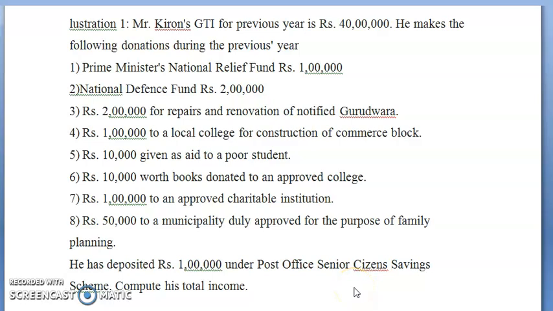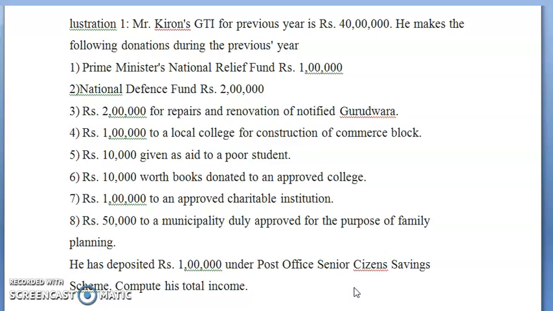Hello, in the previous class we have seen the different types of donations which come under section 80G. So in today's class we'll work out a problem. Here I have one ready-made solution and problem. Try to understand the solution, and in the next class we will do the hands-on, step-by-step working.